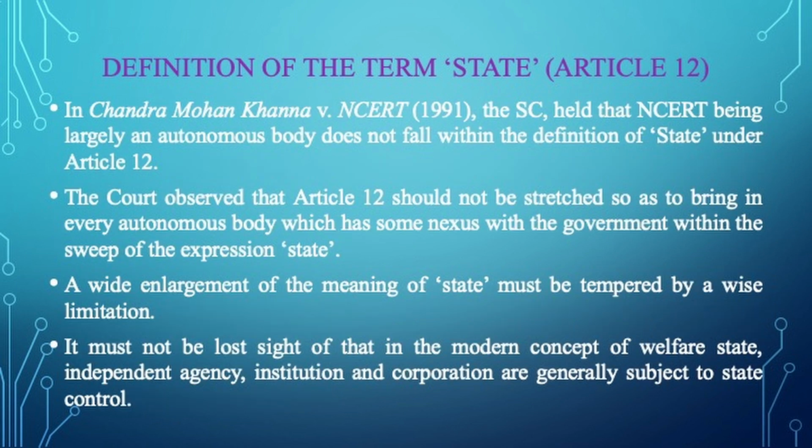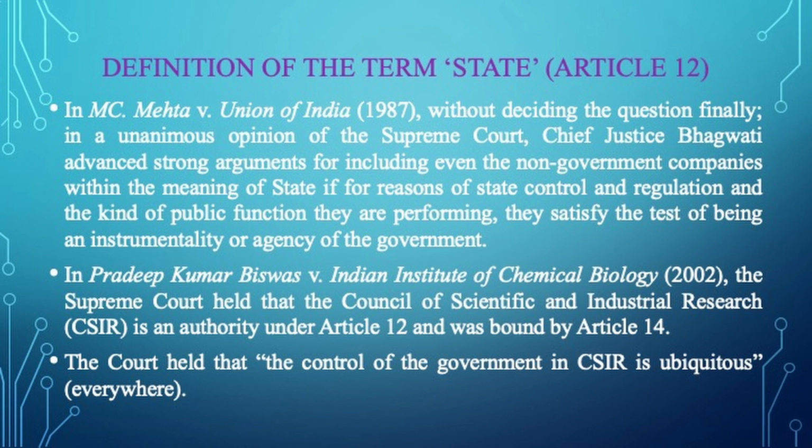In Chandramohan Khanna versus NCERT, the Supreme Court held that NCERT, being largely an autonomous body, does not fall within the definition of state under Article 12. The court observed that Article 12 should not be stretched so as to bring in every autonomous body which has some nexus with the government within the sweep of the expression state. A wide enlargement of the meaning of state must be tempered by a wise limitation. It must not be lost sight of that in the modern concept of welfare state, independent agency, institution, and corporation are generally subjected to state control.